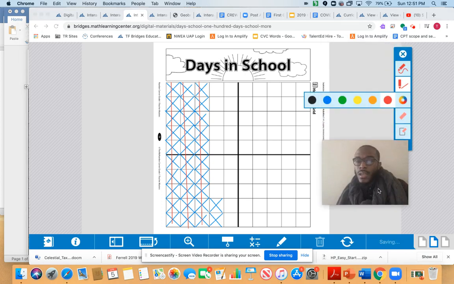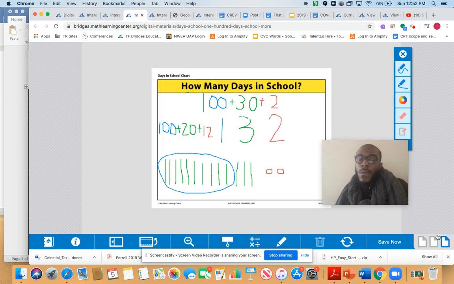I'm just going to choose a color. There we go. We've been in school for 133 days. There we are. Now we're going to practice writing that, friends. So the day before, we practiced writing 130. Yesterday, we practiced writing 132 days. So today, we're going to change it to 133. So we have so far 130.